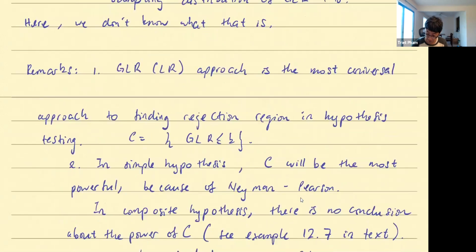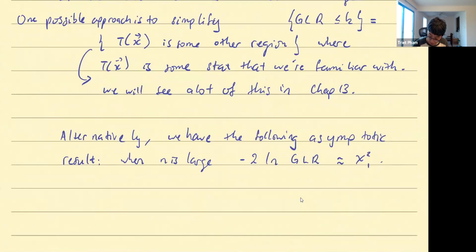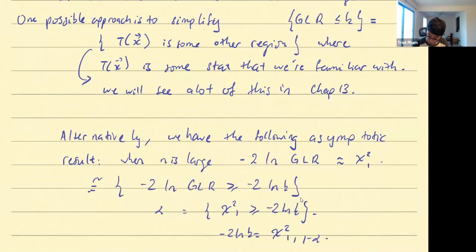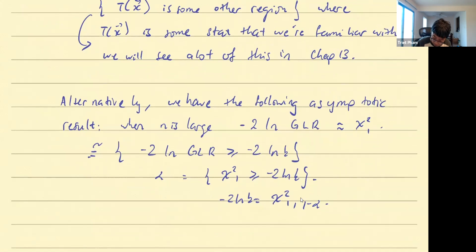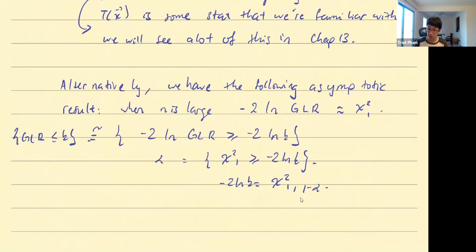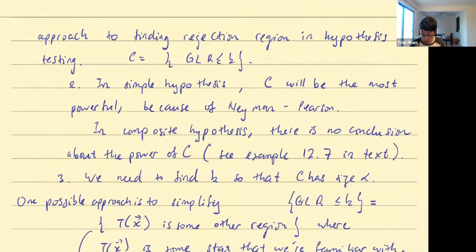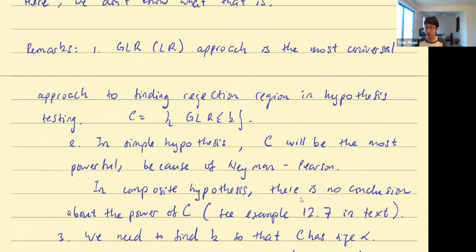Any question? So maybe let me write it here: GLR less than or equal to k is this. All right, and so that's all the message I have for this likelihood ratio test.